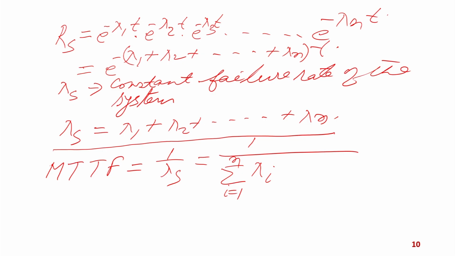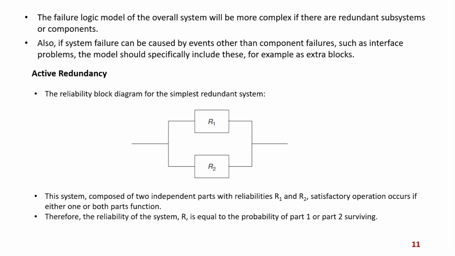Okay. So, you can see that here obviously the failure rate will increase, giving rise to a lower value of the MTTF. So, whenever you are putting this many systems in series, the overall reliability of the system will definitely decrease.